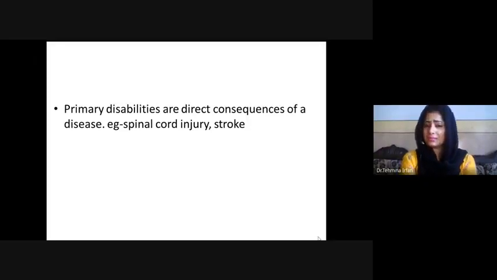Then primary disabilities. What are primary disabilities? The disabilities that are direct consequences of a disease. For example, someone got a spinal cord trauma at the lower lumbar level and is no more able to walk. So that is the primary disability. You got injury, you get into disability. Similarly, in stroke, if a person has a right hemisphere stroke, he will have left body hemiplegia or other consequences of stroke.